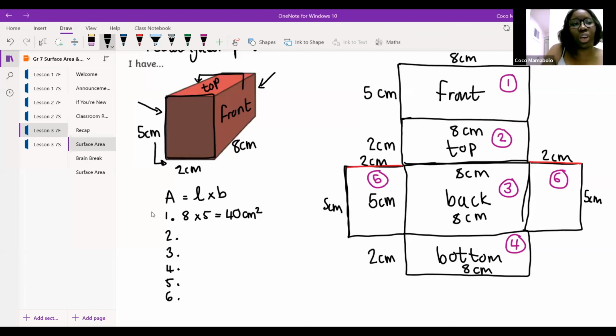Okay, Masichaba, do you have number 2 for me? Yes, ma'am. Number 2 is 8 times 2 centimeters. Excellent. And how much is that? 8 times 2 is equal to 16 centimeters squared. Excellent. 16 centimeters squared. Well done. All right, Liam, give us number 3.